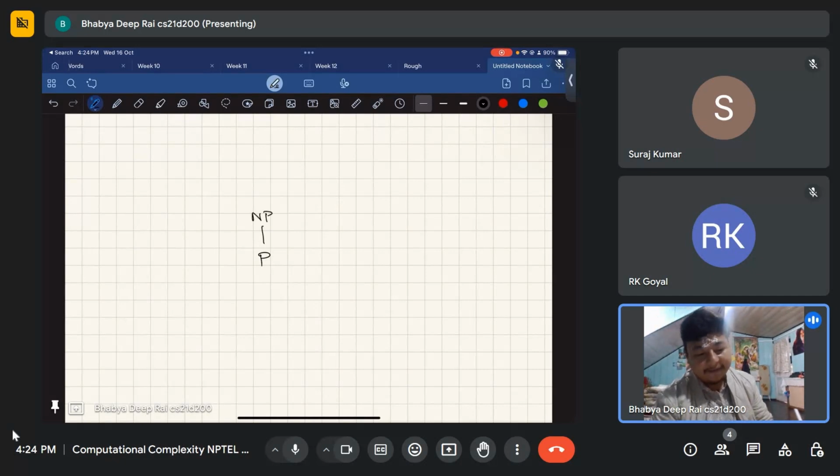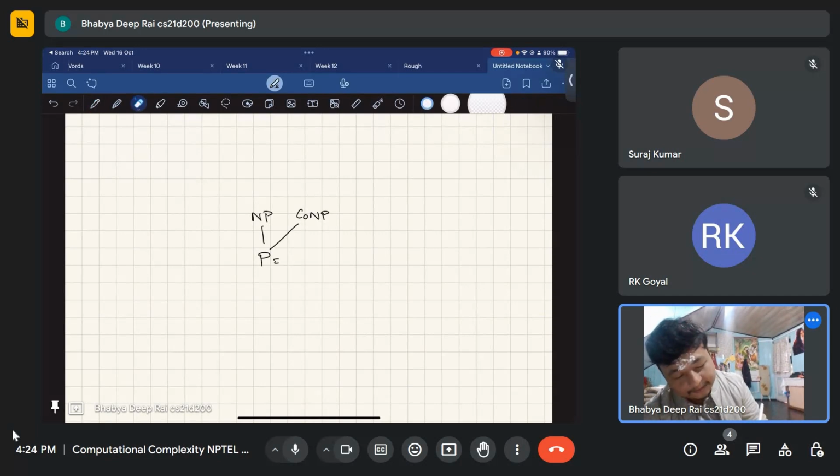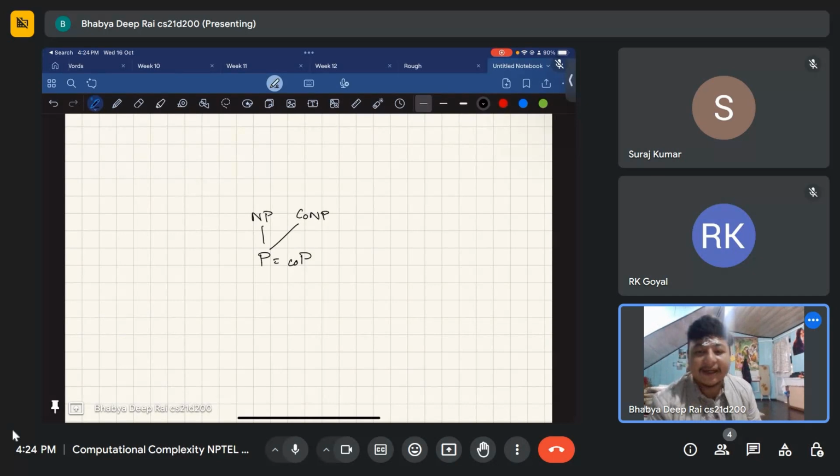Now, what we can think of is co-NP. co-NP is all the languages which are complements of those in NP. And P is equal to co-P. Take any language in P, complement it, it is in P. Why is that so? Because we just flip the accept and reject, right? And so we have this.